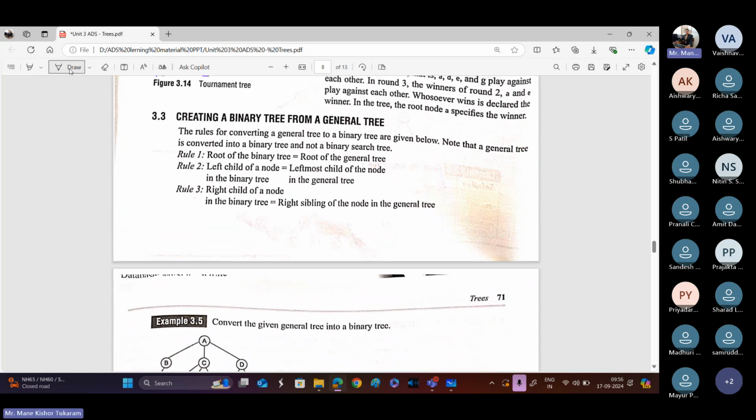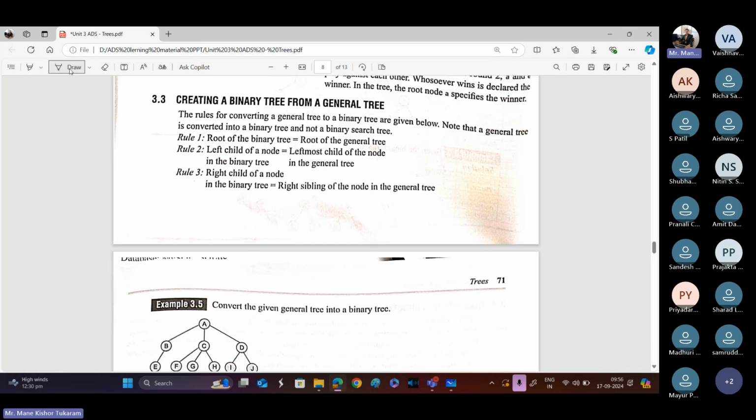Then this is the most used concept, that is creating the binary tree from the general tree.